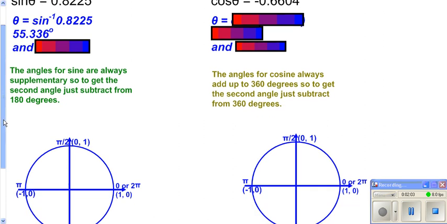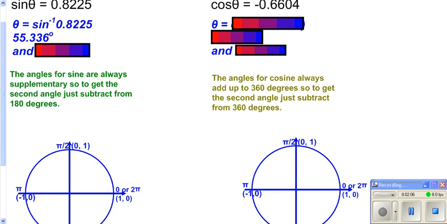Now, you're going to have a second answer because you're dealing with sine. Sine deals with your height. Where else are you at this same height? Well, there'd be another spot right over here. How do you get to that second angle? It's always going to be supplementary. So basically, if you know your first angle, you can get your second angle by subtracting it from 180. So if you go 180 degrees minus your 55.336 degrees, that's where the 124.664 degrees comes from.